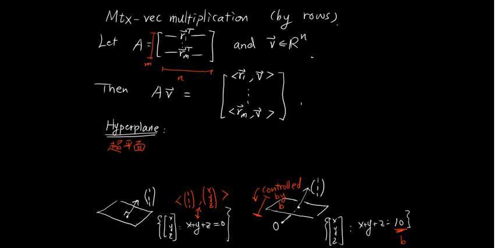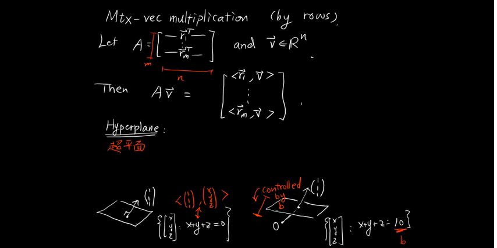Oh, sorry, I keep using the red one. I will switch to the blue later. Anyway, something like this we call a plane. But in higher dimensional space, we might not have a structure like this. We need a higher dimensional plane, which we call a hyperplane.